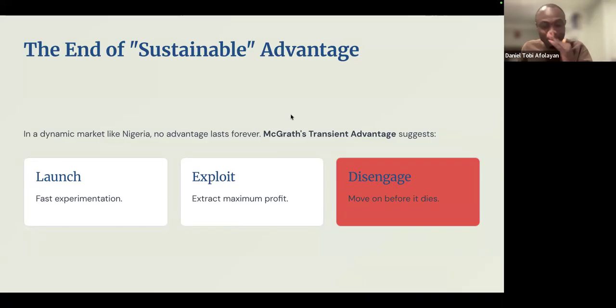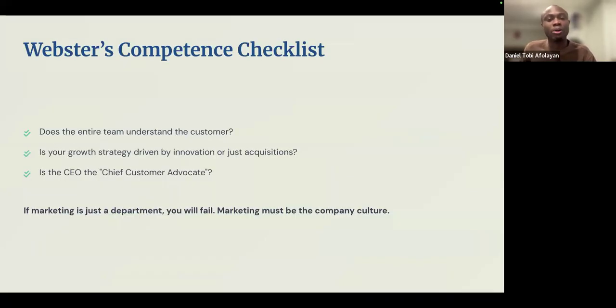Talk about people respect, people who understand the product, the solutions they are bringing to the market and the pain point they are solving for, right? Now, you have to understand a few things. Number one, as we build towards transient advantage, does your entire team understand the customer? These are the checklists you have to know for your marketing.